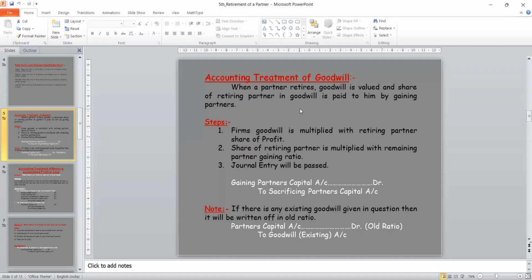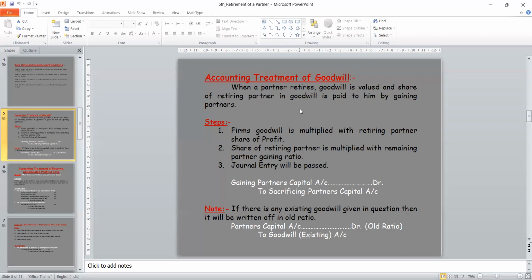Now, why do we pay goodwill? Because the existing partners have worked for the firm and they established the firm in the market. So this is for their efforts. That's why the firm is making profit and they are sharing it. So if a partner is giving his share to someone, then they need something in return. So this is called compensation for profit share also.